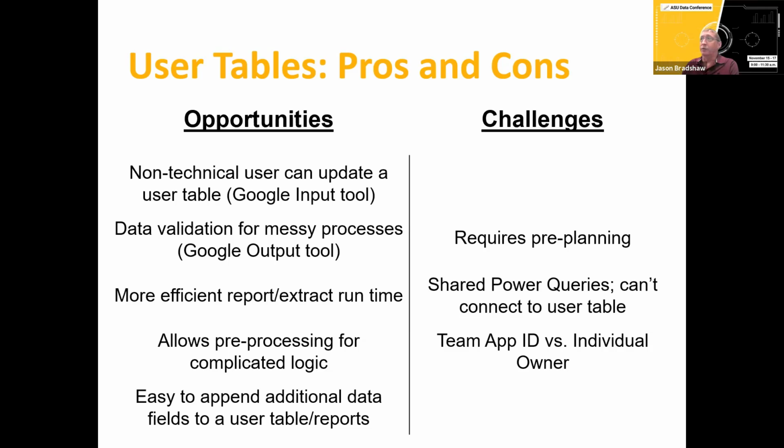User databases for large data sets where a lot of data reduction happens, as in the SCH example, can result in more efficient report and extract runtime and rendering time.